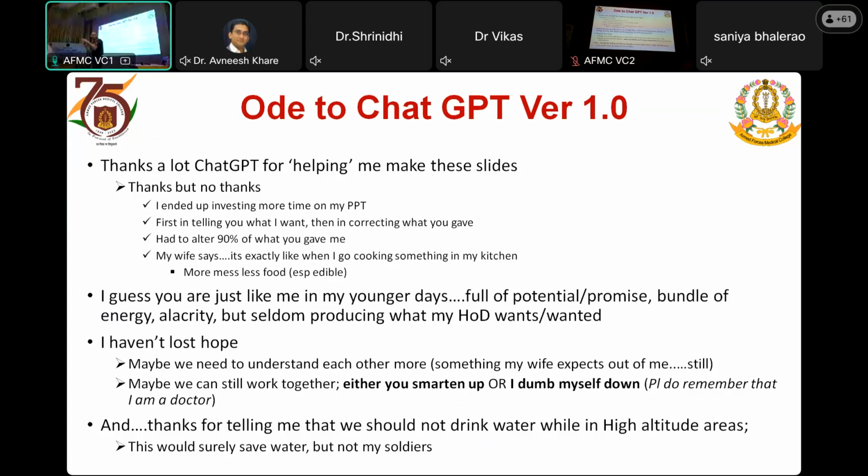So this is known as hallucination, going off the rails. It gave me a whole lot of summary, and in that summary was inserted this very harmful line telling your soldiers not to drink water. If I'm no expert, I'll not be able to correct it. Anyways, now my ode to ChatGPT yesterday evening is this.